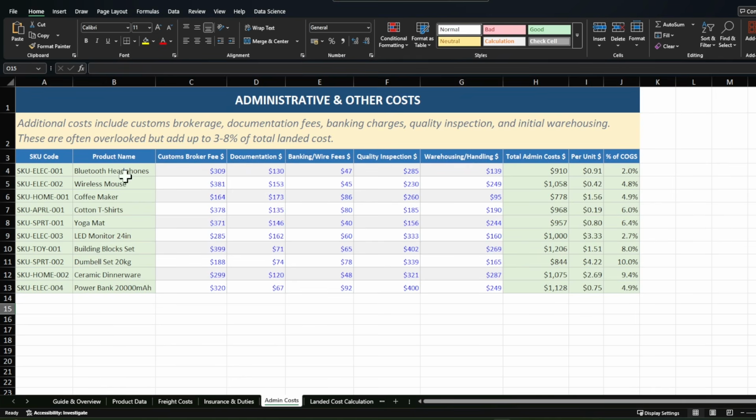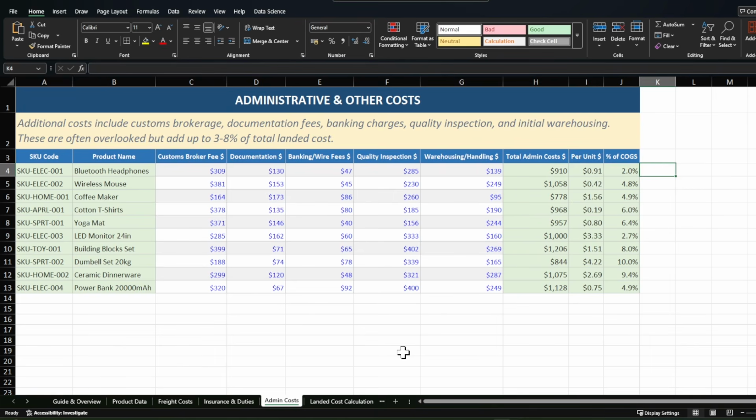So these kinds of administrative and other costs you need to pay should be part of your total landed cost. Again, for the product, from the product data sheet, we are writing down the customs brokerage fee is this much, documentation, many times they are standard, then banking and wire fee. In each and every transaction you make, there are standard charges from the bank, then QA and the warehouse and handling, as I was telling. So the total admin cost will be the sum of all of these, which is this much. Again, we calculate the per unit cost of all of these for my product. It will be 0.91, and this is making 2% of my total purchase cost.